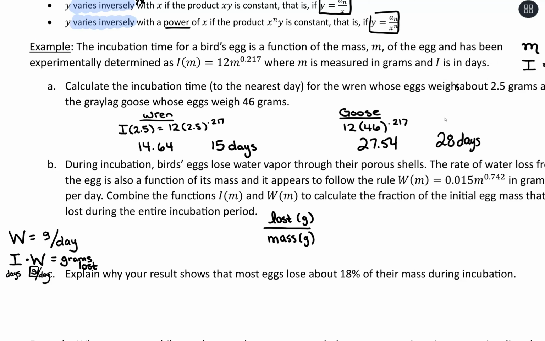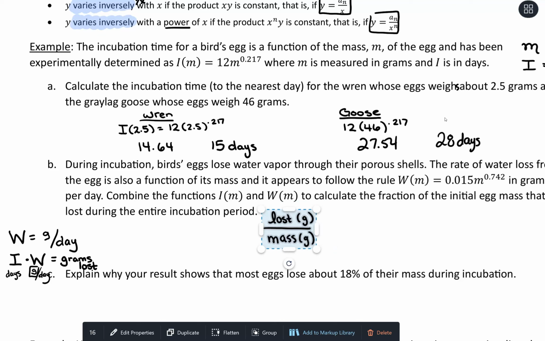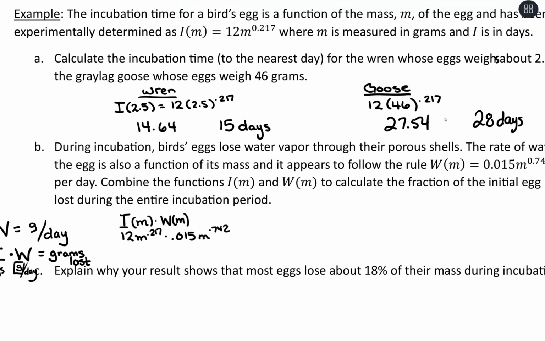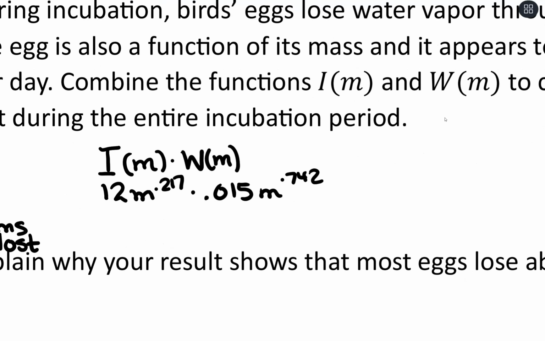We're going to multiply our two functions together, and then we'll create a ratio. So we're going to take I of m times W of m, which will be taking 12m to the 0.217 times 0.015 m to the 0.742. And combining those together, 12 times 0.015 is 0.18. And we'll have m and 0.217 plus that exponent 0.742 to combine those together for 0.959.